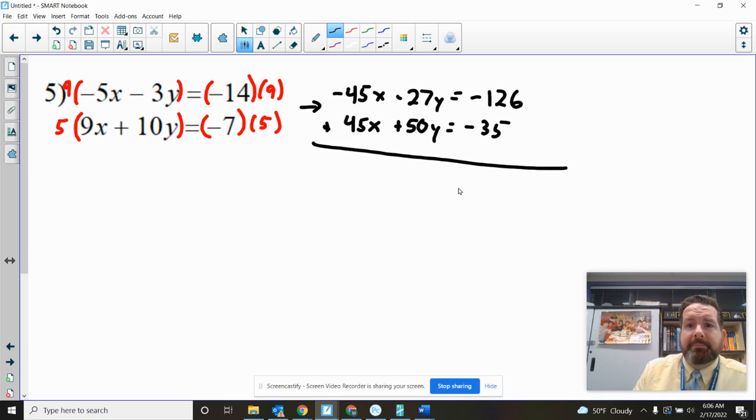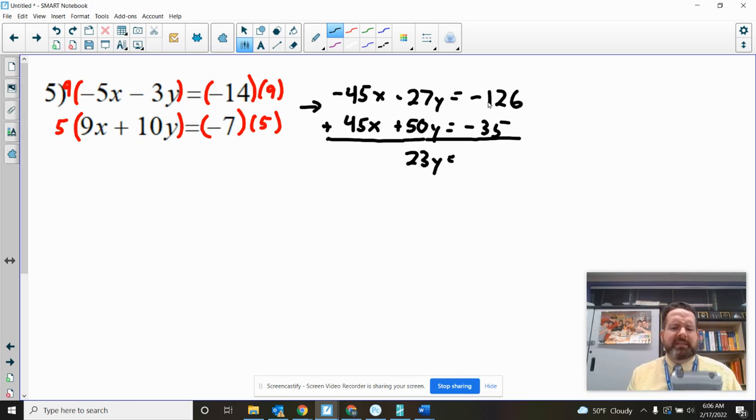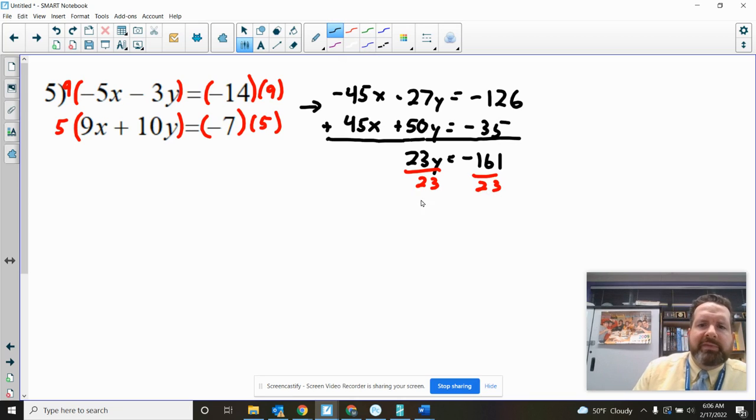All right, let's add things up. I'm going to make that line again. Okay, make it a little bit better. Okay. X's eliminate. Negative 27 plus 50 is 23 positive because the positive was the bigger one. Negative 126 plus negative 35. How much is that? It's negative 161. Okay, so then let's do a division and a division. So we've got y equals negative 7.